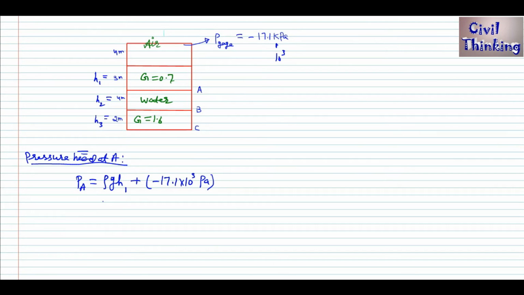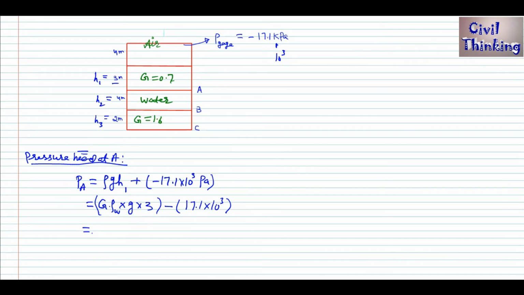So let's first calculate the pressure at A. Pressure at A is now density. Density of this material is what? G times density of water. That's how we find density of any material in terms of density of water and specific gravity. Multiplied by g multiplied by h1, which is 3 meters. Alright. And here it will be plus minus is minus 17.1 multiplied by 10 to the power 3.